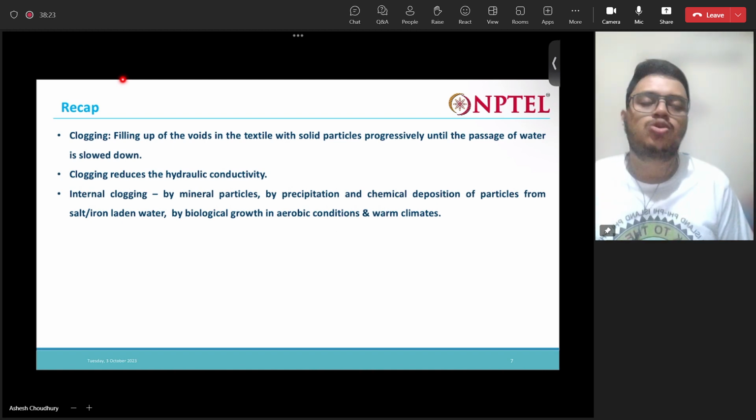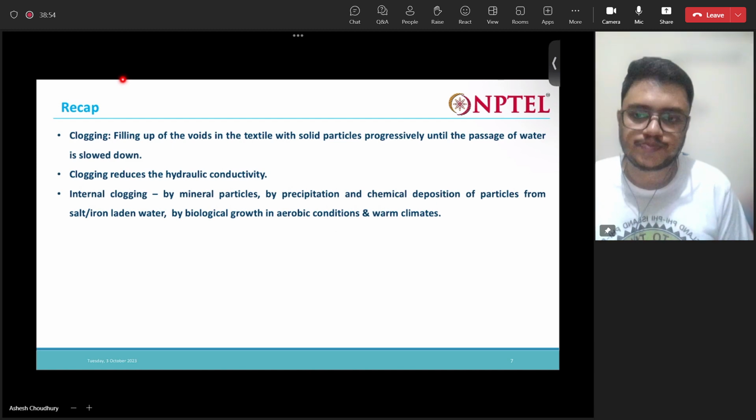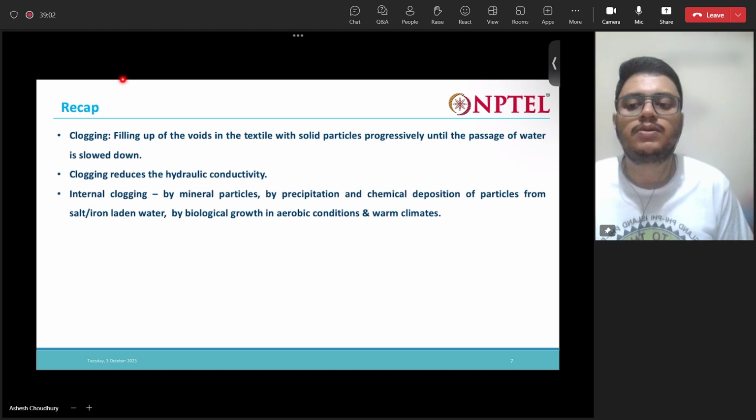What happens is, as water starts to flow, little by little soil starts to get deposited into the pores of the filter, and the time comes when the passage of the water is significantly slowed down. The flow of water is significantly reduced. At that time we say that the system is clogged, the filter is clogged. The clogging reduces the hydraulic conductivity, obviously.